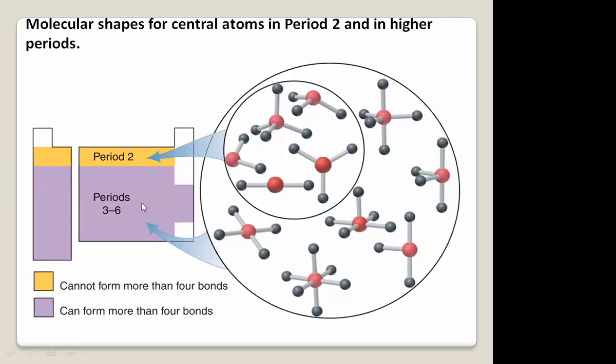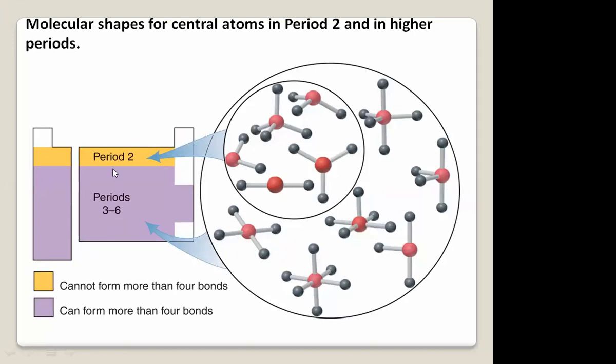But for period 3 to 6, you can have a formation of all the shapes that we've talked about, all the molecules that we talked about: a trigonal bipyramidal, a seesaw, a square pyramidal, a T-shape, a square planar, an octahedral. All of them can be formed by the lower periods.